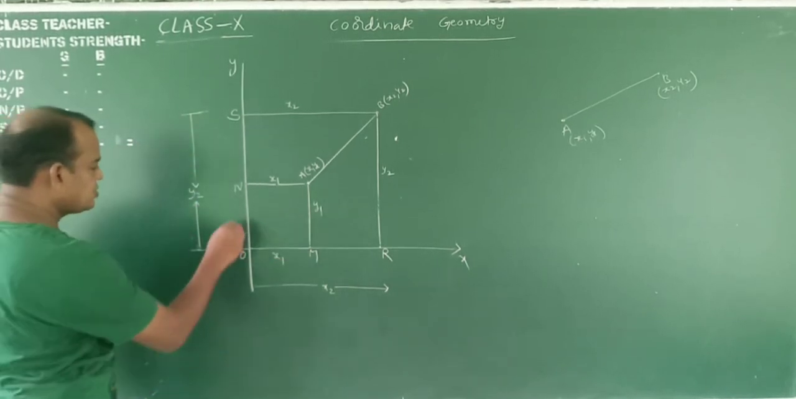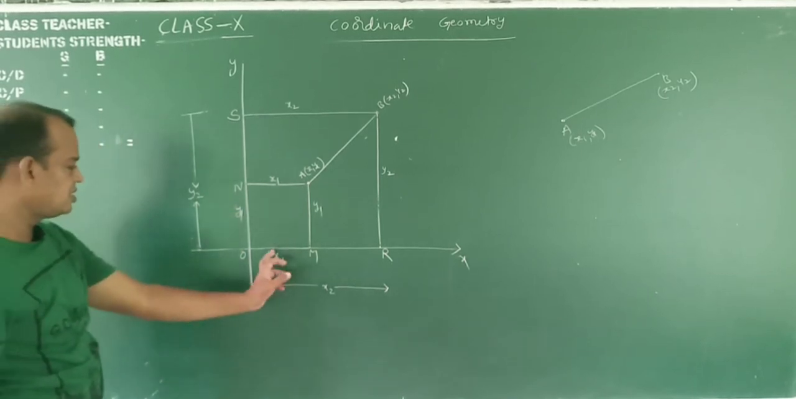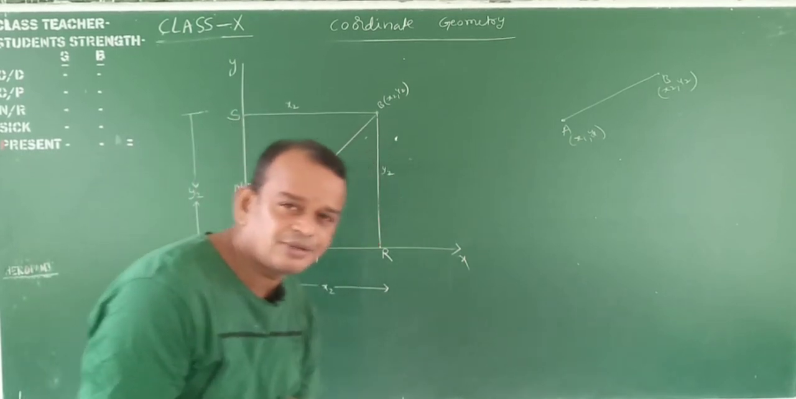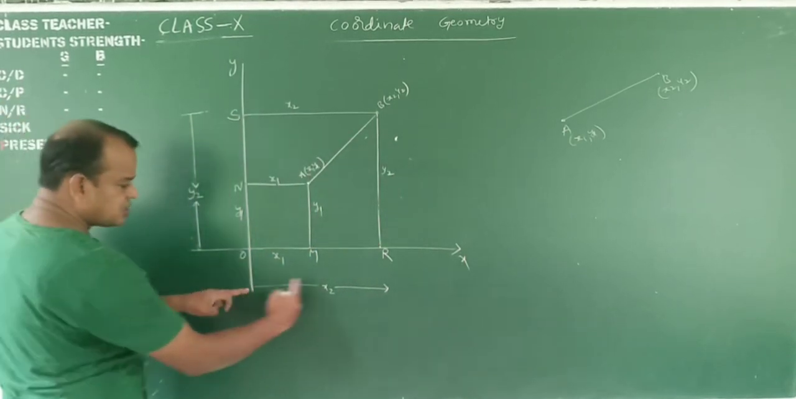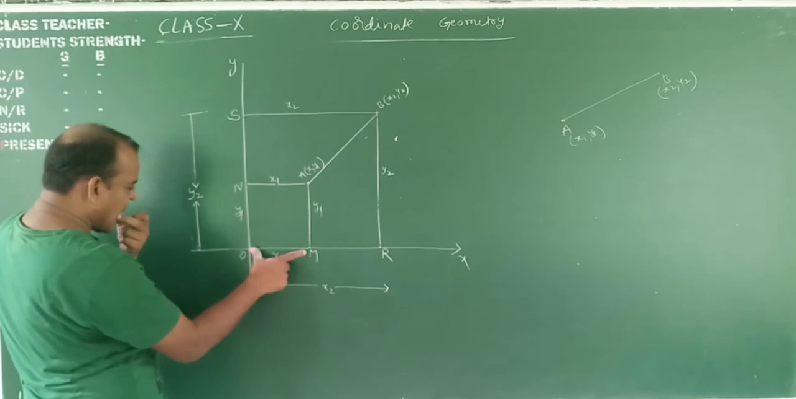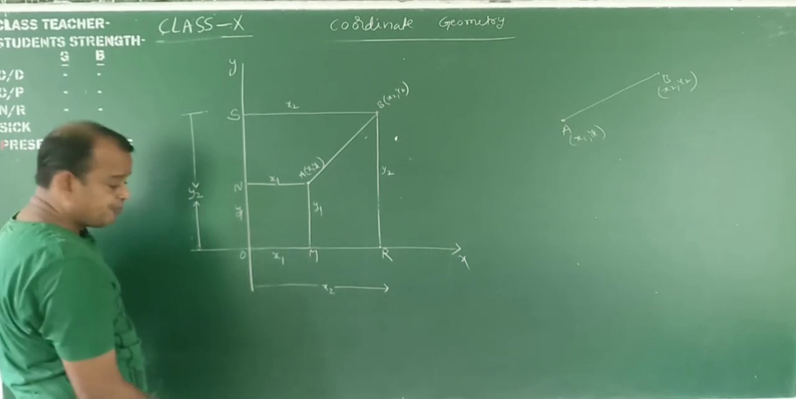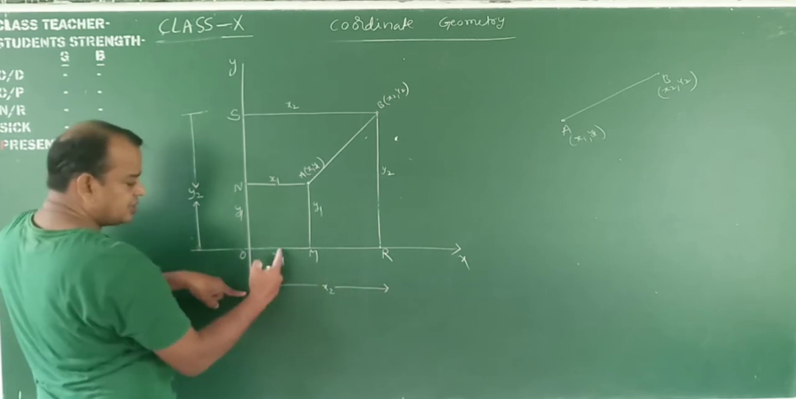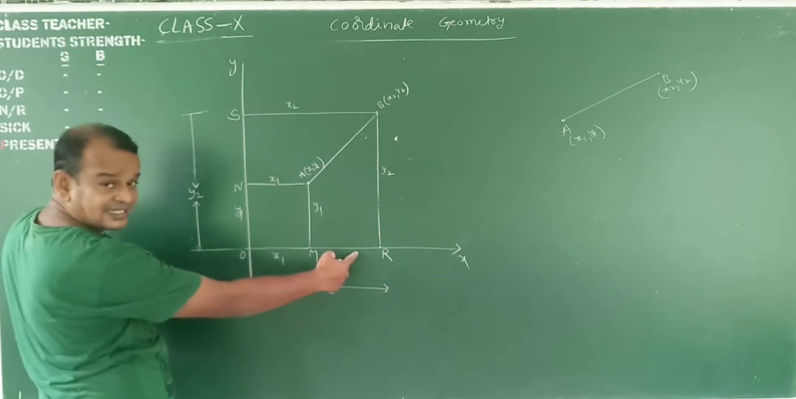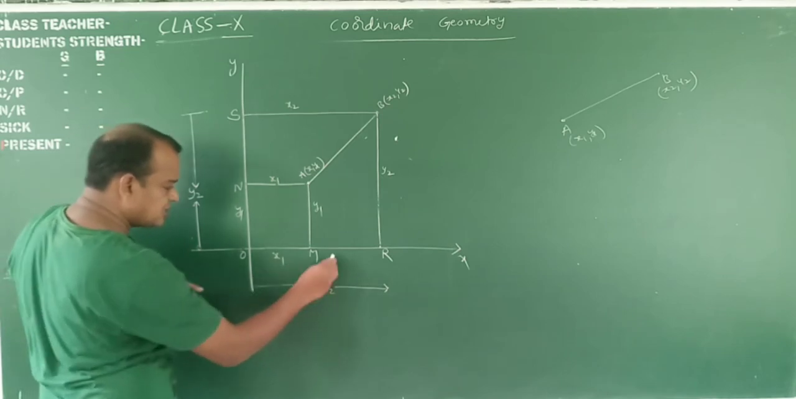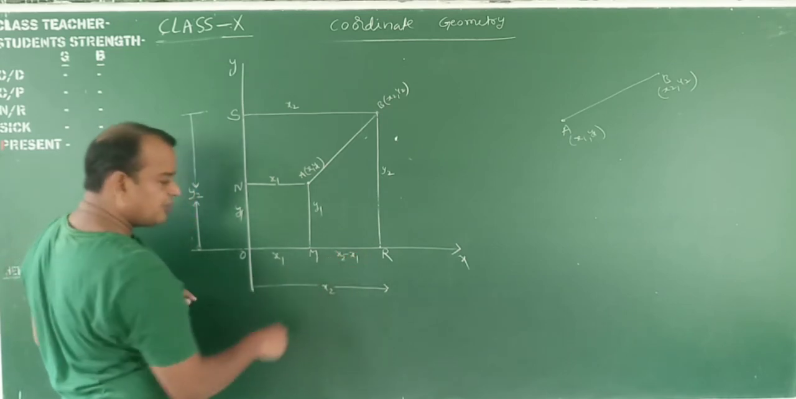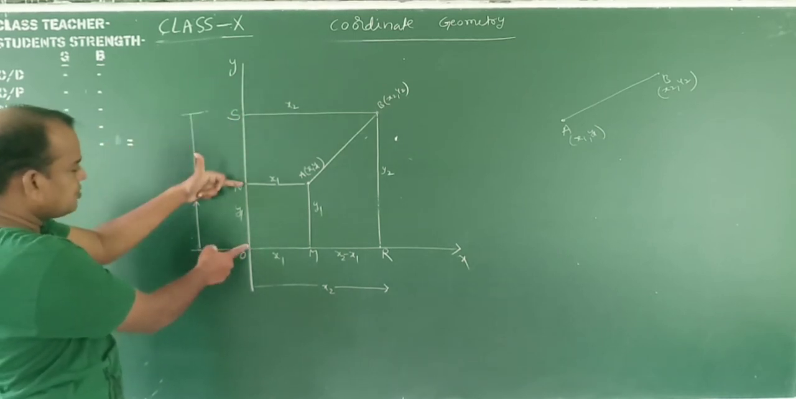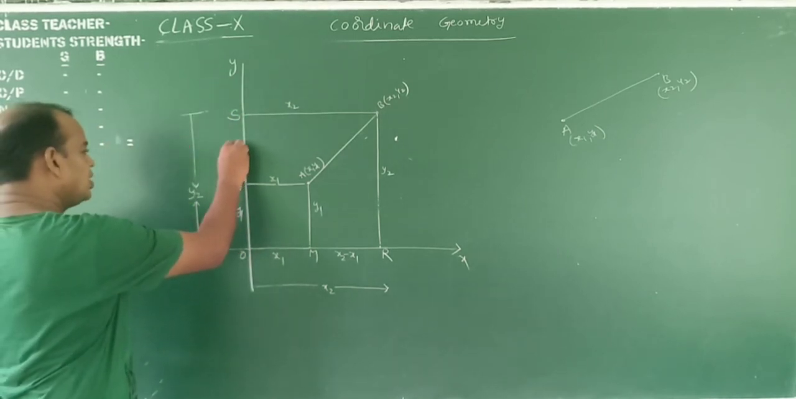Now here the distance is y1, this distance is x1. Observe that. Understood? Any doubt? No doubt. The total distance is x2. This distance is x1. Suppose this is 10, this is 4. What about this? 6, means total distance minus this. This is x2 minus x1. Okay, my dear students. What about this? The total distance is y2. This distance is y1. What about this one? y2 minus y1.